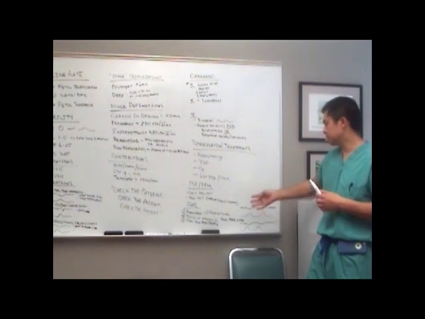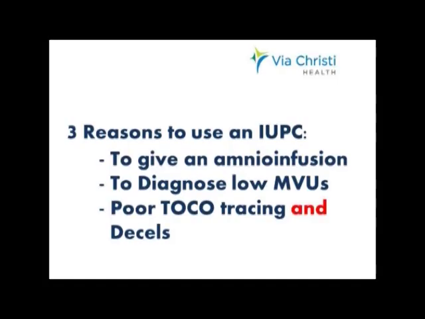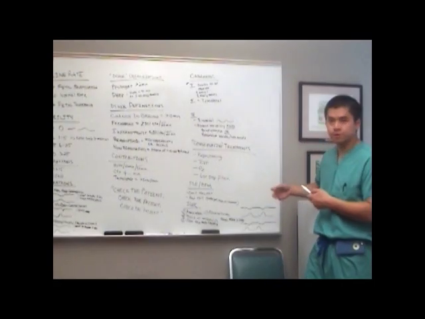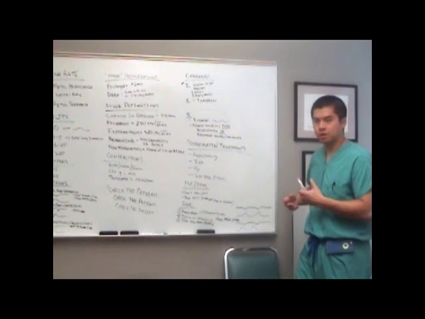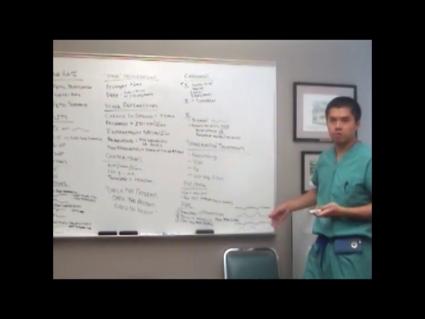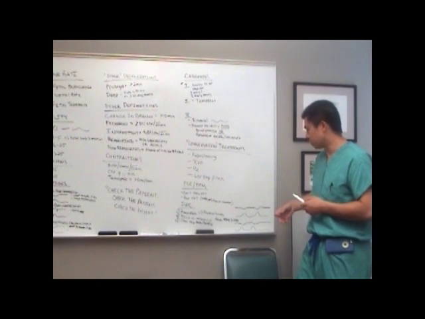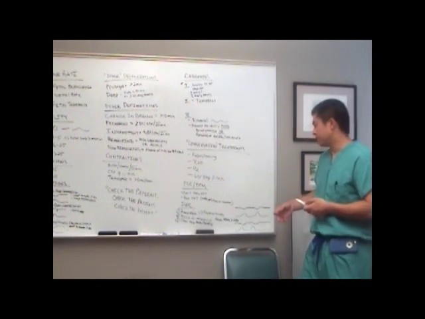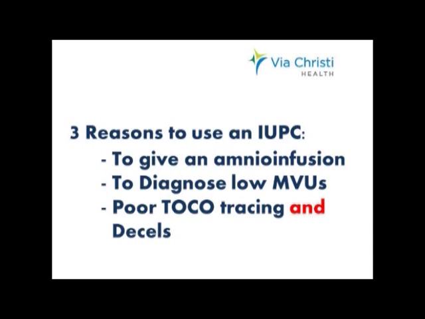So there's only 3 reasons, in my opinion, to put in an IUPC. That's an amnioinfusion, a therapeutic reason, for recurrent variables. It's for arrested or protracted labor, if you're trying to determine whether or not the mom is adequate or the uterus is adequate, and you want to calculate MVUs. Again, if you're having cervical change, the mom is by definition adequate, and you don't care what your MVUs are. Your goal MVUs are greater than 200. And then the third reason is if you have D cells in the setting of a poor toco tracing, you need to characterize whether they're earlies or lates.